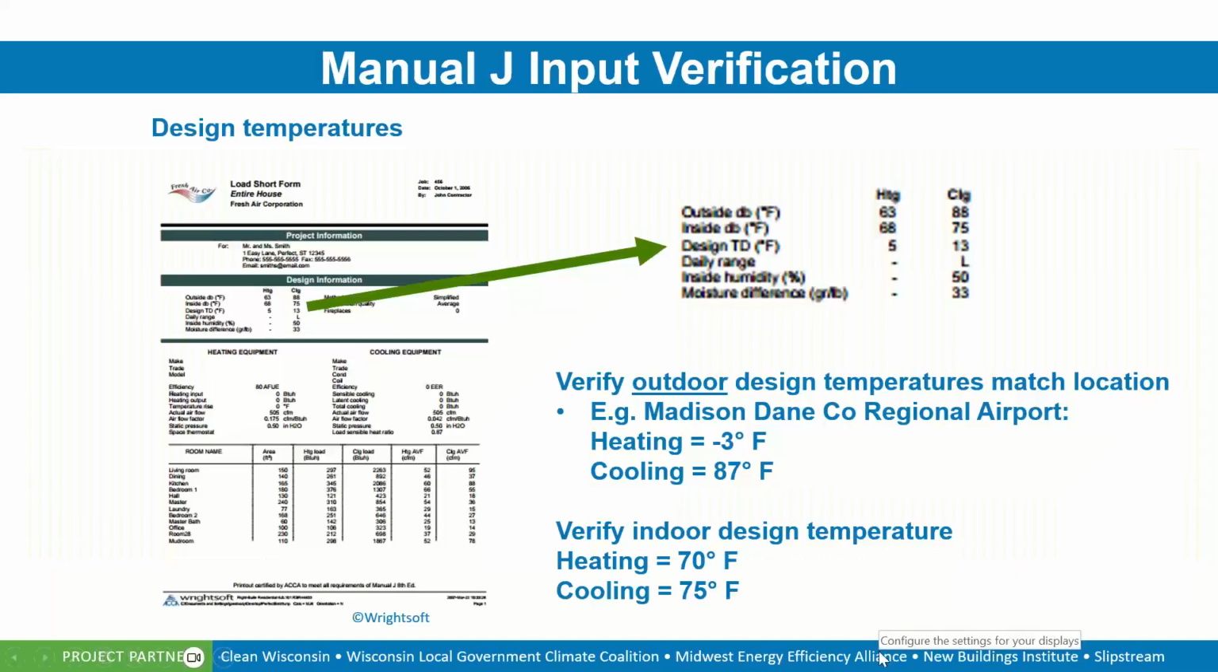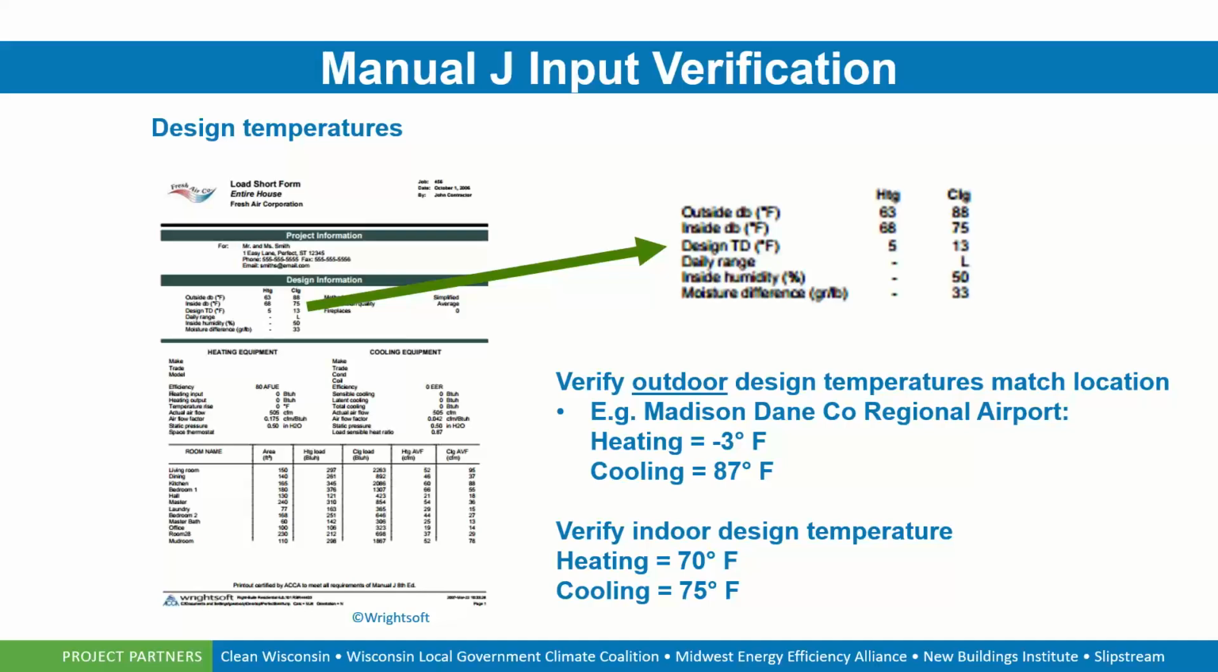Some of the input verification we look at. The example shown on the left is from RightSoft. This is a load form for the entire house, and it just gives us our design information, the project information at the top, design information in the middle, and then we'll be looking for the outside design characteristics, the outside design temperatures, dry bulb temps, and the heating and cooling temperatures, excuse me. We need to verify that they match our location.